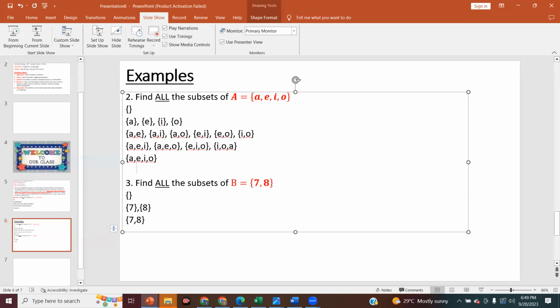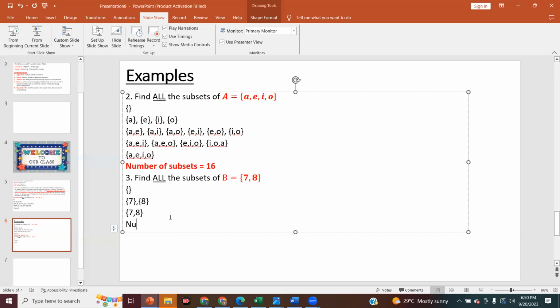Oh, by the way, let me just put this. The number of subsets for the previous one is what? 16. And for this one, the number of subsets is what? 4. Good.